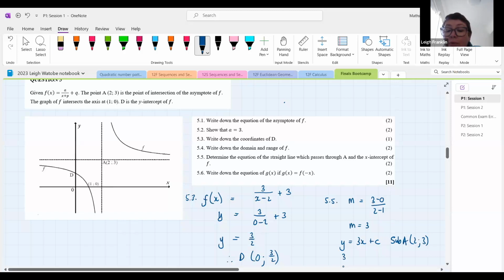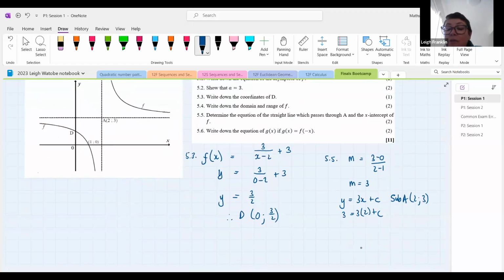Let's say I decide I'm going to sub in A with the coordinates 2 and 3. I'm going to end up with 3 equals 3 times 2 plus c. So I'm going to take 6 away from both sides. So c would be equal to -3. So this is the line y equals 3x minus 3. Okay, that's 5.5. I haven't put the marks on there. I'll do that afterwards. And then question 5.6.